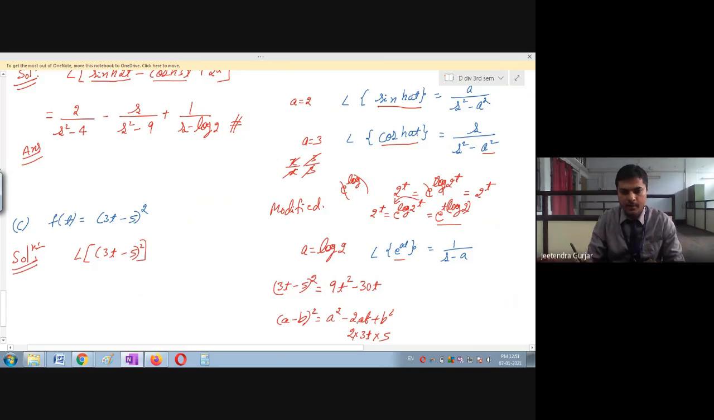Is it clear? I will repeat, see once again. This is 2ab I want. 2 I have written as it is. a is nothing but 3t, b is nothing but 5. So 2 into 3 is 6, 6 into 5 is 30. So I have written 30t plus.